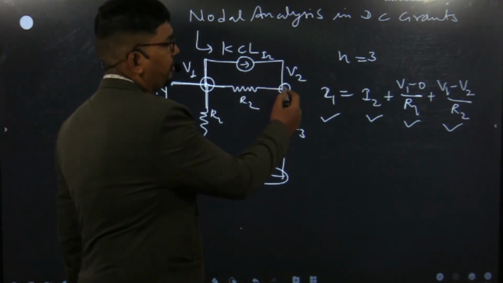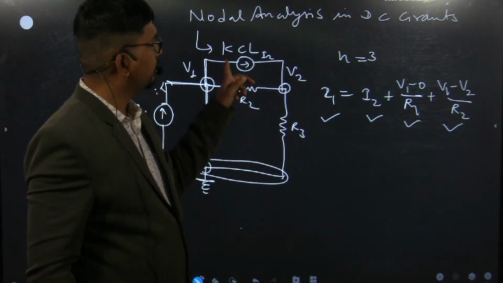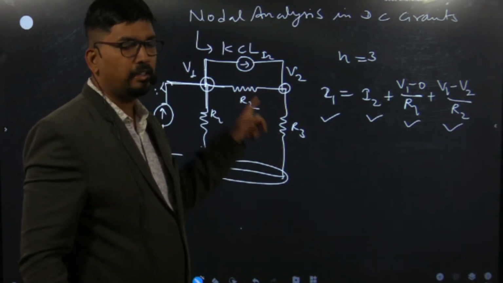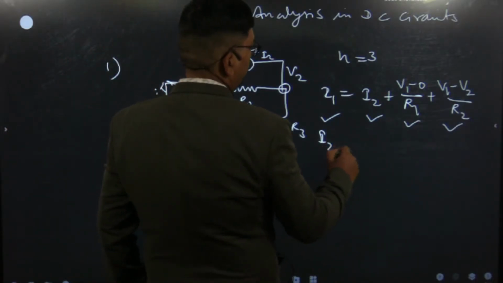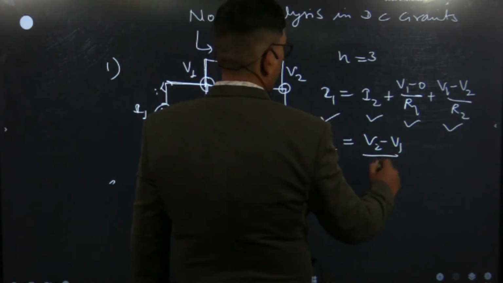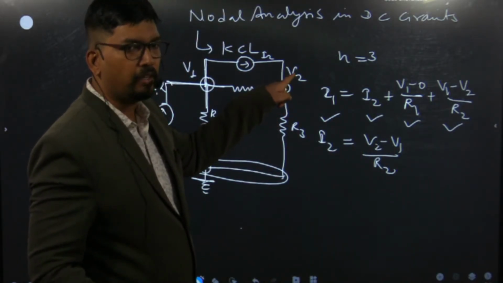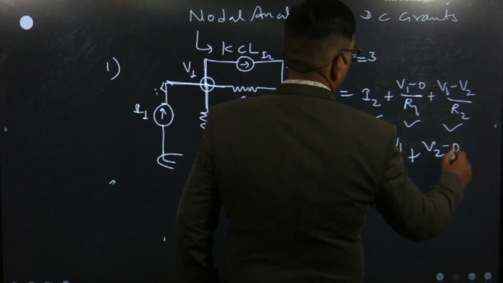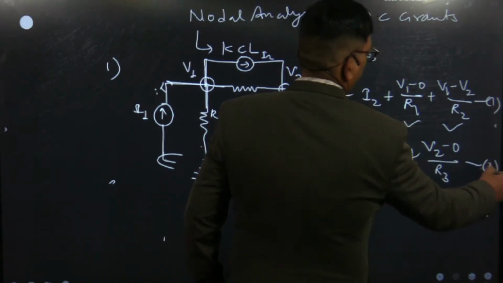Similarly, we will write down the equation at the V2 node. There are 3 elements, so again there will be 3 currents. The current I2 is the incoming one, and the remaining two currents are in the resistances, so the current in a resistance will always be outgoing. So the current equation will be I2 equals (V2 minus V1) upon R2, because we are writing the equation at the V2 node, so we assume it is higher with respect to all others. Similarly, the current in R3 will be (V2 minus 0) upon R3. So this is equation number 1, and this is equation number 2.